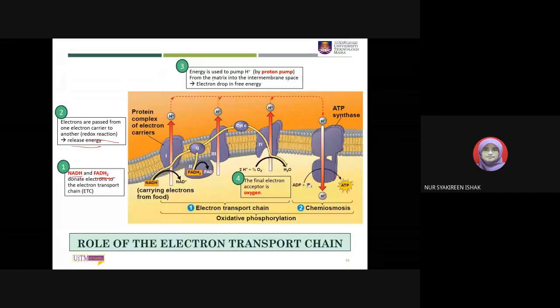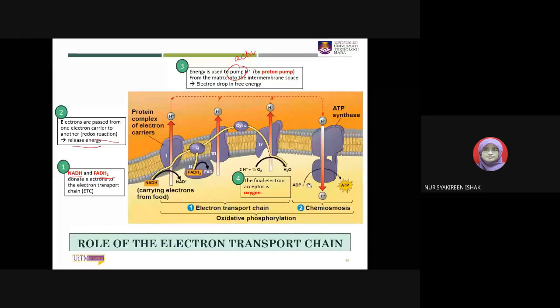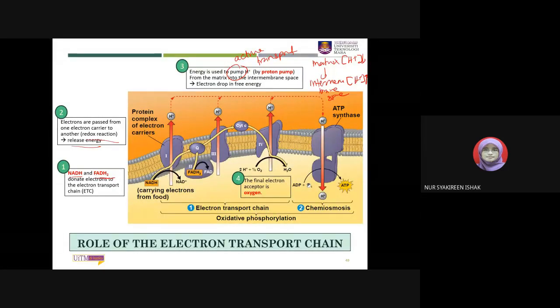And then the energy released from the electron, okay, is used to pump hydrogen ion. Pump, ingat the word pump is active transport. So from matrix into intermembrane space. Okay. Hydrogen ion concentration is low in the matrix. Hydrogen ion concentration is high in the intermembrane space. Pump, okay, by proton pump. So these are proton pumps. Okay, the electron carrier also functions as the electron pump. So from matrix into intermembrane space, electron drop in free energy.